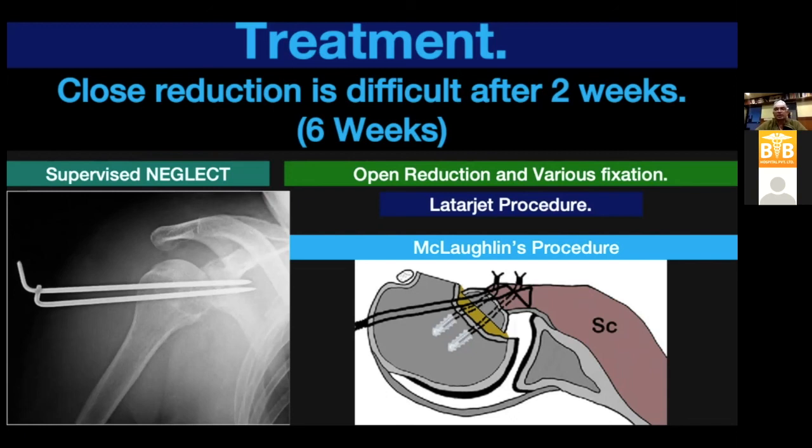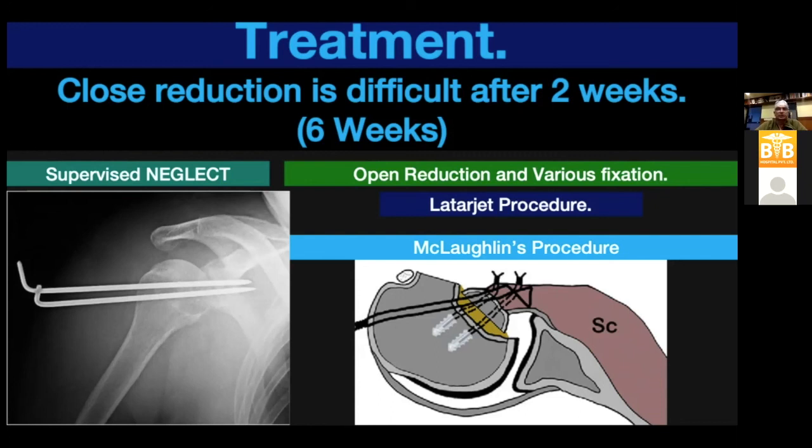So one treatment available for neglected shoulder dislocation is supervised neglect. Many of us don't know that these neglected dislocations have good functional range of motion. They have adapted to their disability. So we must always think about what the disabilities are, and whether that disability can be corrected by a surgical method.